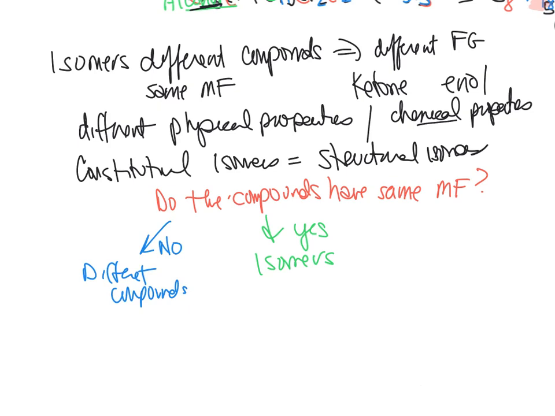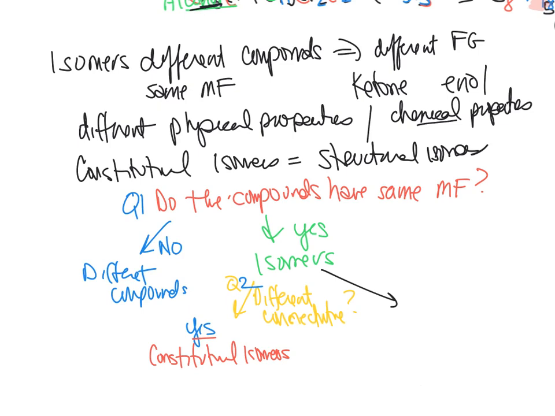So, do they have different connectivity? That's the next question. Question one, question two: different connectivity. If the answer is yes, then they are constitutional isomers. If the answer is no for question number two, then they could be stereoisomers. Stereoisomers are on page 81 of your book.